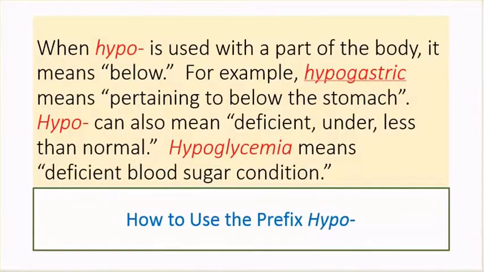How to use the prefix hypo. When hypo is used with a part of the body, it means below. For example, hypogastric means pertaining to below the stomach. Hypo can also mean deficient, under, less, or less than normal. Hypoglycemia means deficient blood sugar condition.